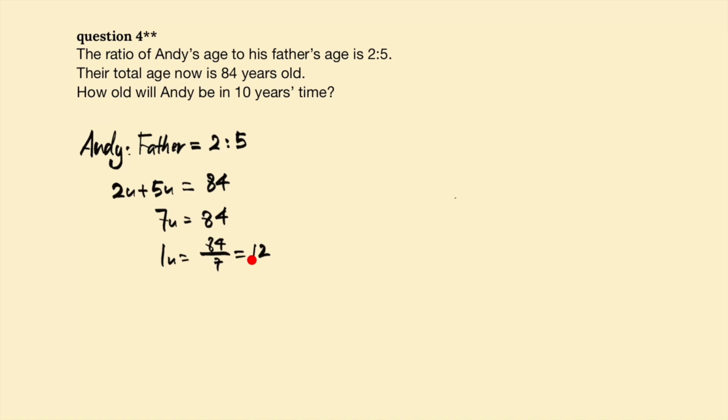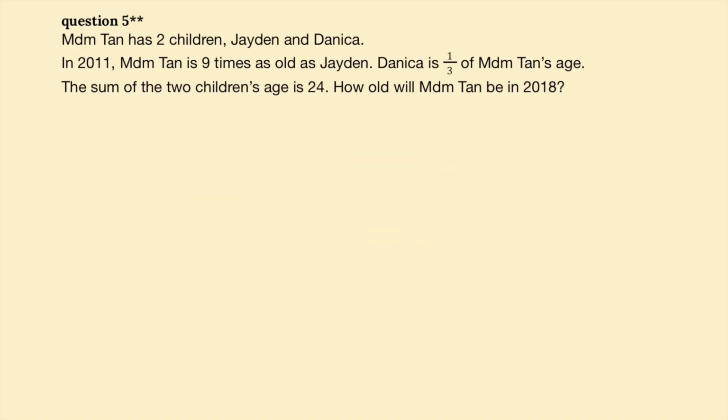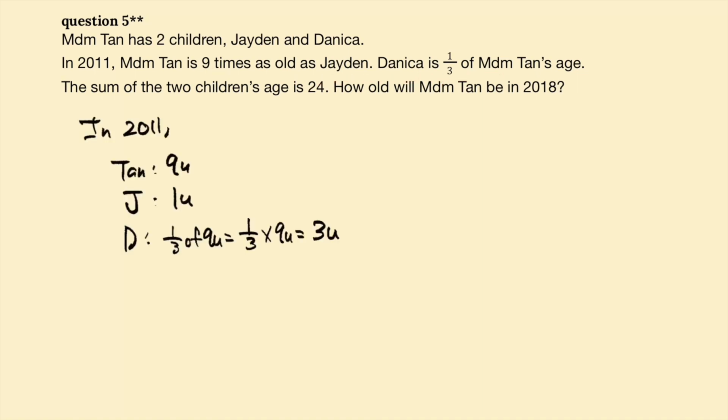Well, do we have Andy's age? Yeah, we sure can find Andy's age. That is 2 units, isn't it? So therefore it's 24. But in 10 years' time, just add 10 to it, we're going to get 34. Madam Tan has 2 children, Jaden and Danica. In 2011, Madam Tan is 9 times as old as Jaden, and Danica is 1/3 of Madam Tan's age. Whoa, 1/3 of 9U is quite cool, right? So Madam Tan, let's have it be 9U. Keep in mind, it was in 2011. Danica, 1/3 of that. Danica is therefore 3 units. Jaden, 1 unit. Okay, that's fine.